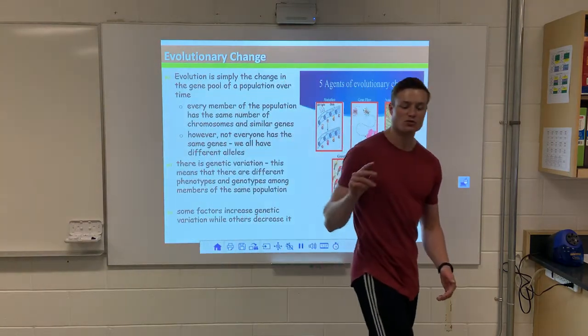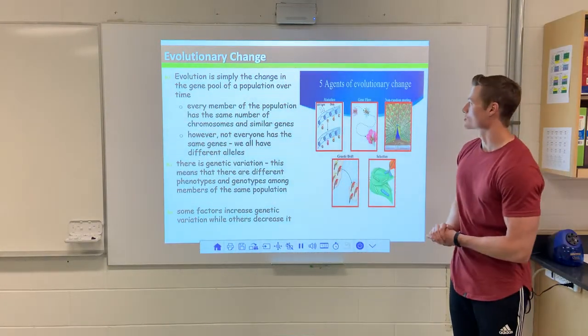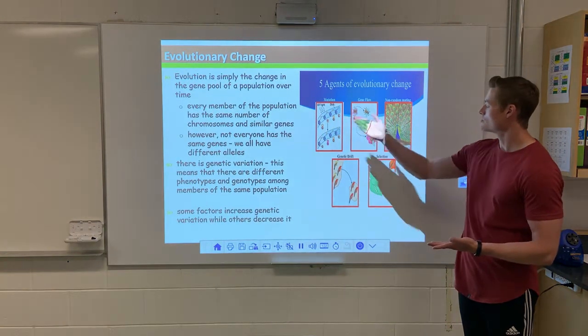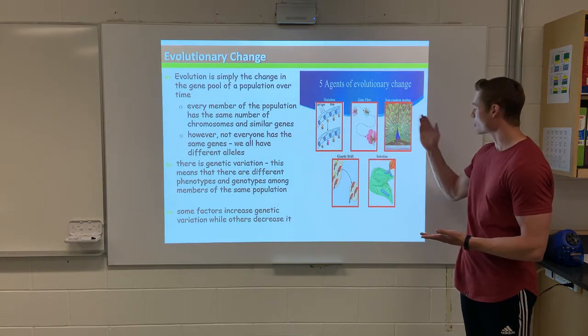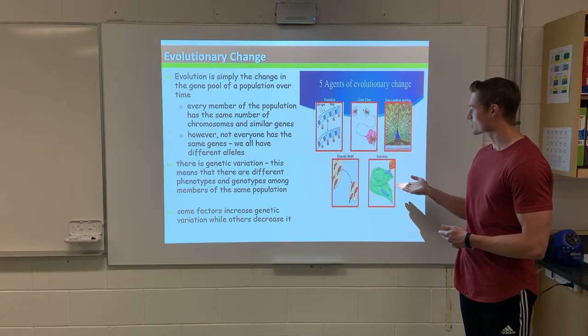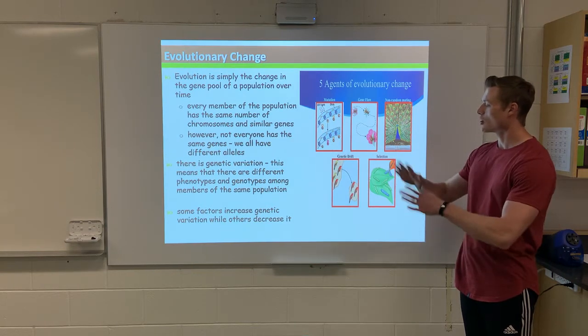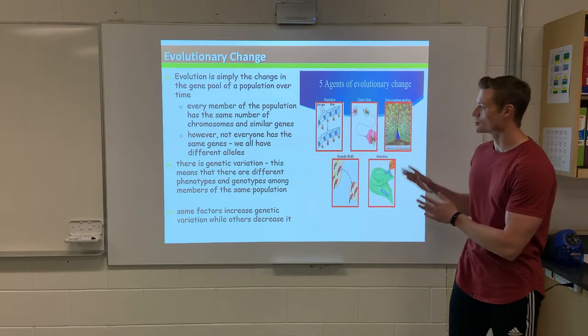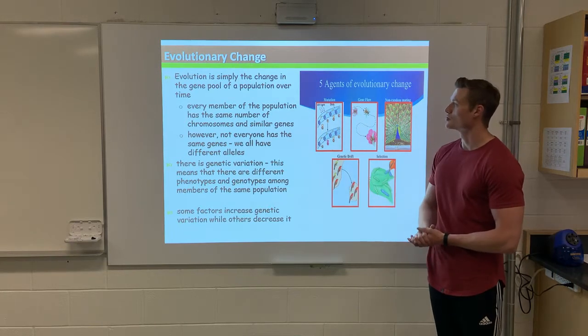Evolution is changes in the gene pool over time. That is essentially evolution. So how can the gene pool change? Mutations can change it. Gene flow, non-random mating, some type of selection, as well as genetic drift. All of these factors can change the gene pool over time, leading to evolution.